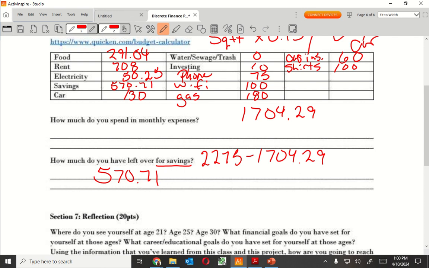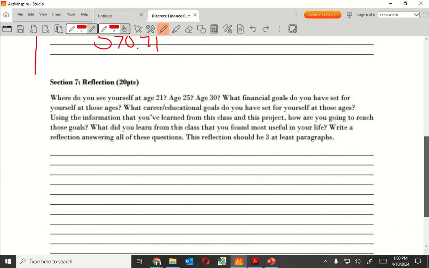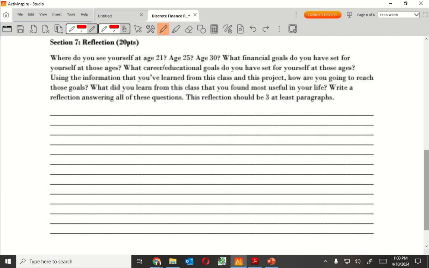There we go. Oh, dang. I didn't need that anyway. All right, down to reflections. Down to reflection right here. Now, the reflection is one where you write a 3-paragraph piece answering all these things.